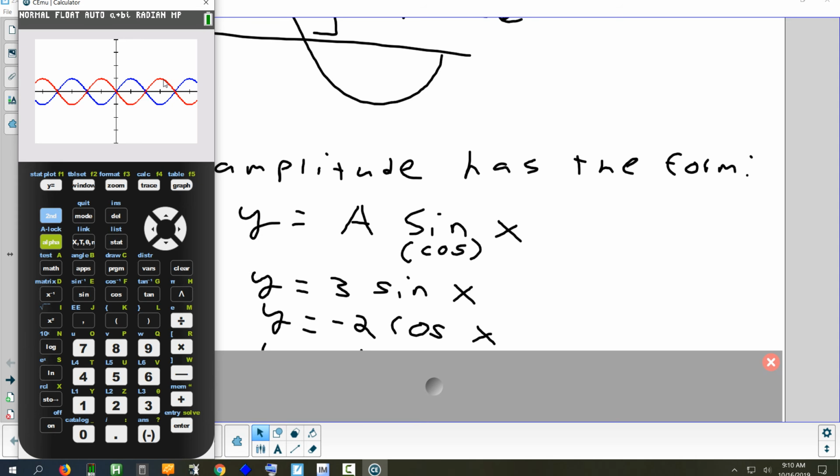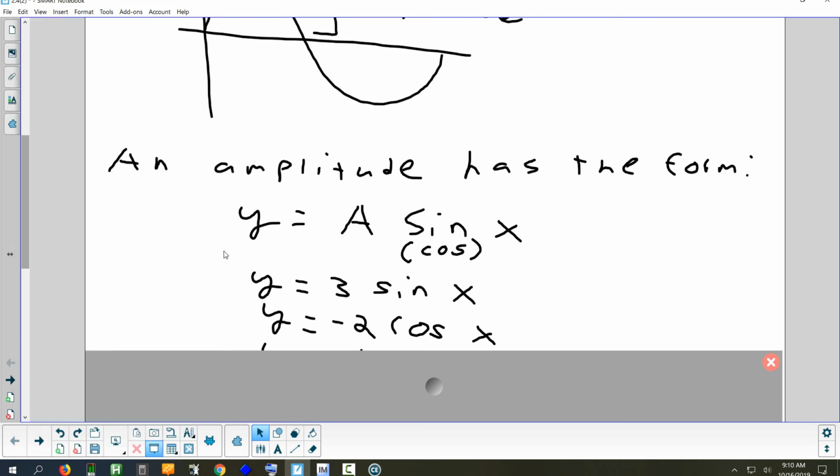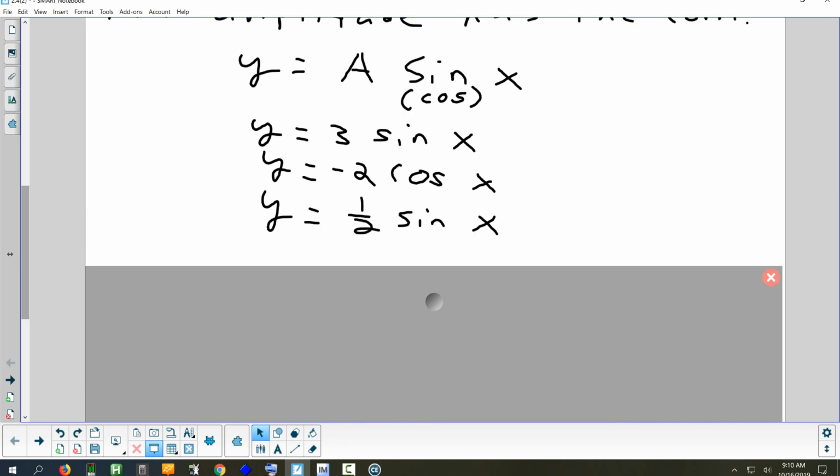But they're totally different. All right? So keep that in mind. When you see a negative and a number, two things happen. Two separate things. Okay. What do you think would happen here?